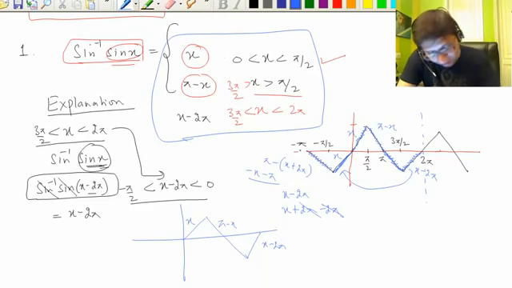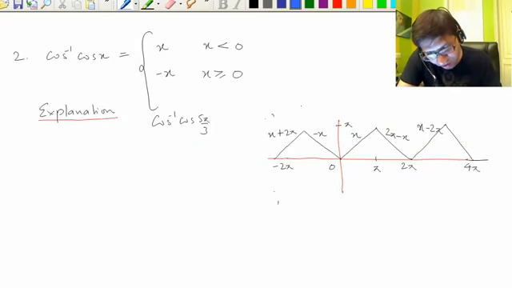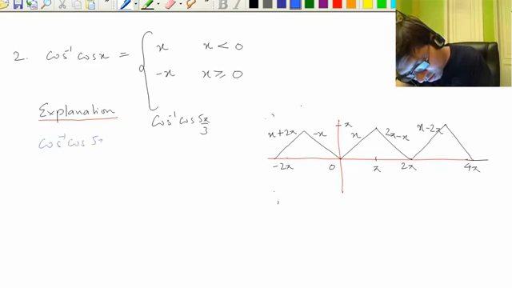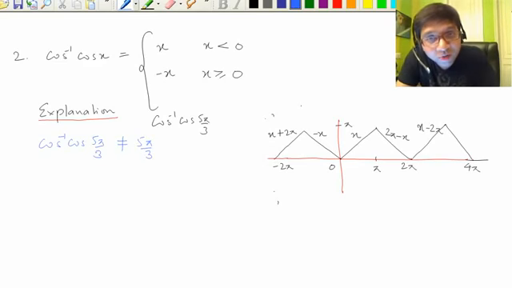So quickly, let's repeat this for cos inverse cos x. For cos inverse cos x, again it's a compound function. We need to write the compound definition of it. Let's do this with an example first. Cos inverse cos 5 pi by 3. This is not equal to 5 pi by 3. Why? Because 5 pi by 3 does not belong to the principal value branch of cos inverse x, which is from 0 to pi, right?